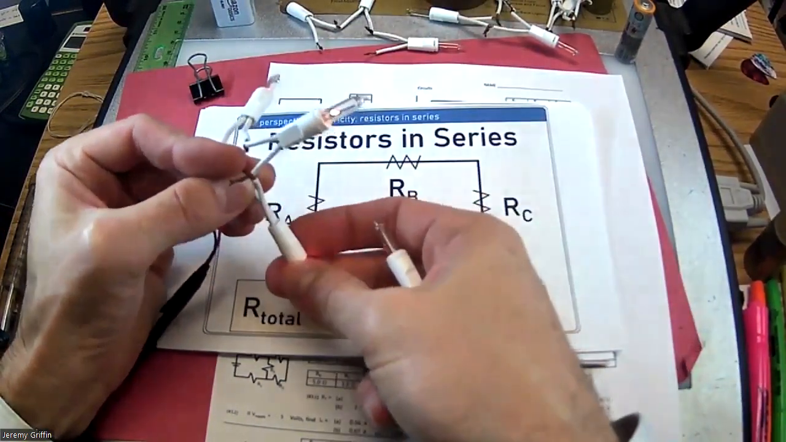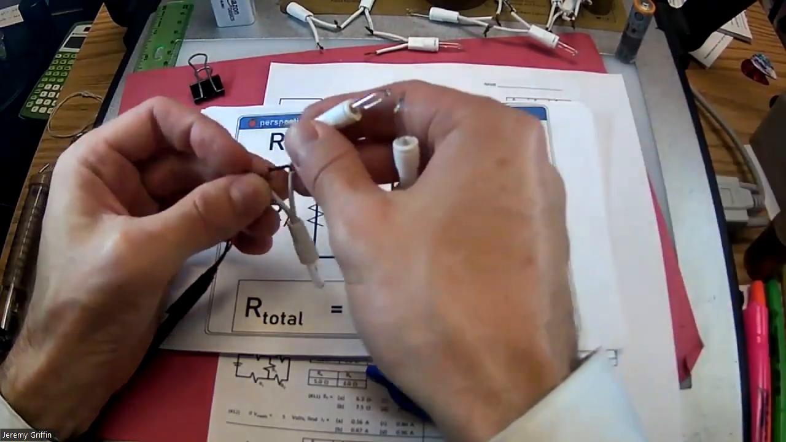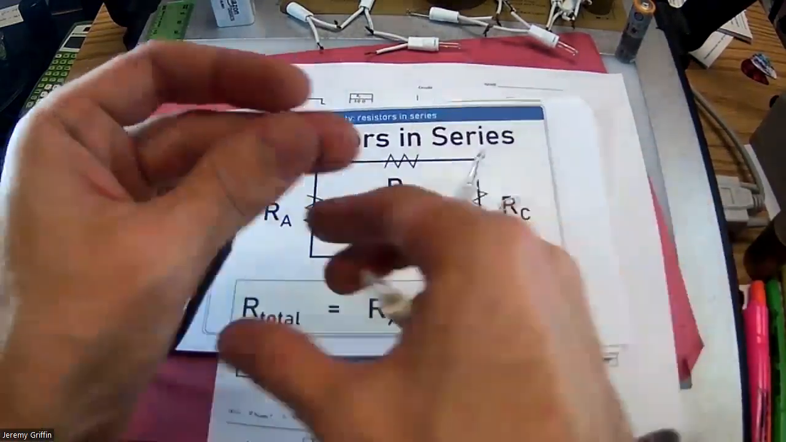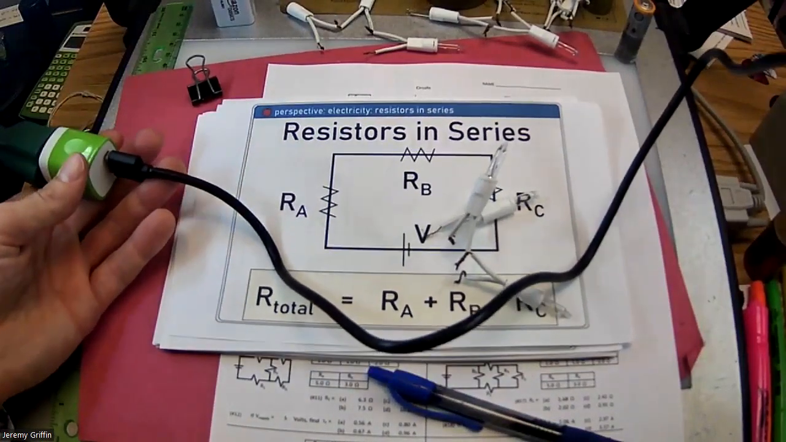All right. Ooh, so they're on, but notice they're really dim. You guys see how they're really dim? Compared to just one, which might be really, really bright, right? Oh, I should tell you guys too, this is a cell phone charger. This is 5 volts. I've got a 5-volt cell phone charger right here.